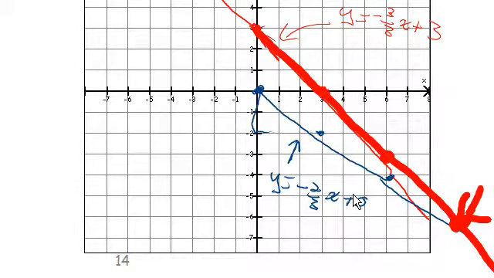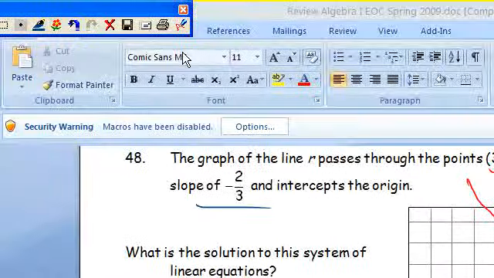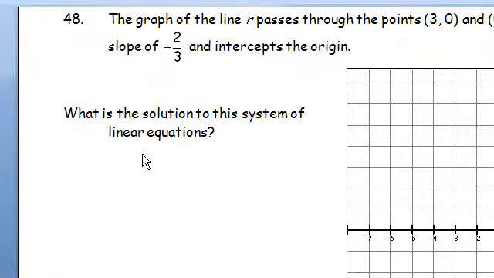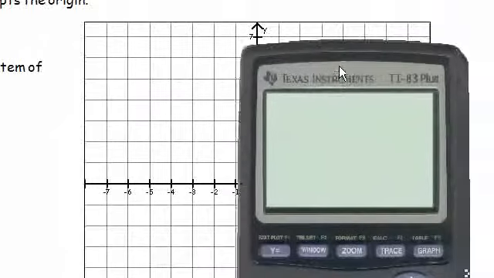So what we can do is take those two equations, plot them on our calculator, and run the intercept function. So let me copy those down here. Y equals negative 2/3 x plus 3 and y equals negative 2/3 x plus 0. So check this out. Little technology action coming at you.